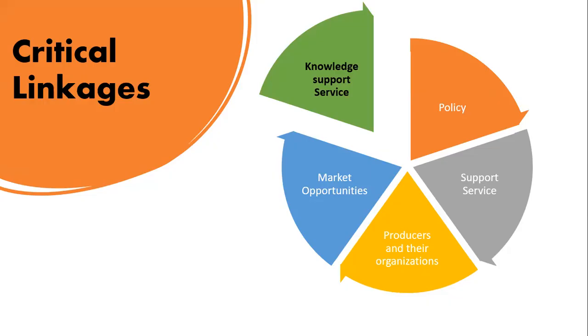Actually, why we fail when we practice market led is explained by the critical linkages, right? Critical linkages mean that in the supply chain there are linkages. In the supply chain there are an upper stream and a lower stream. In the upper stream are the policy bodies, and in the lower stream are the farmers who are practicing, right?